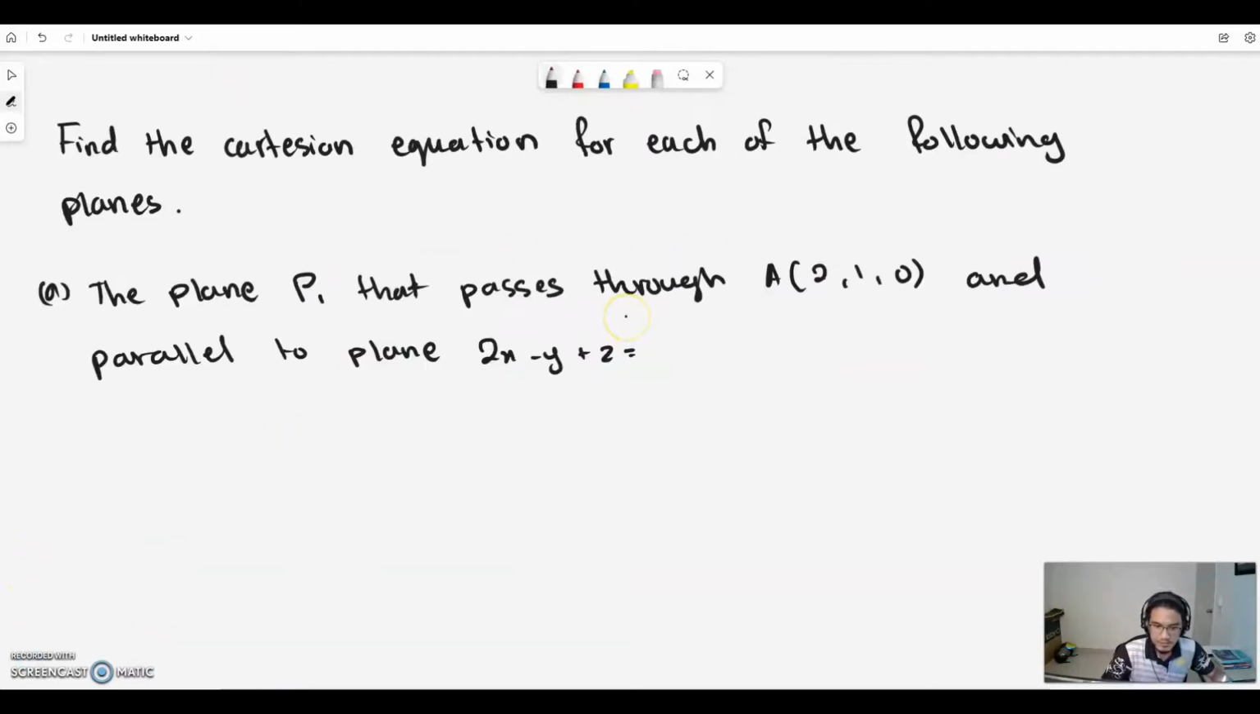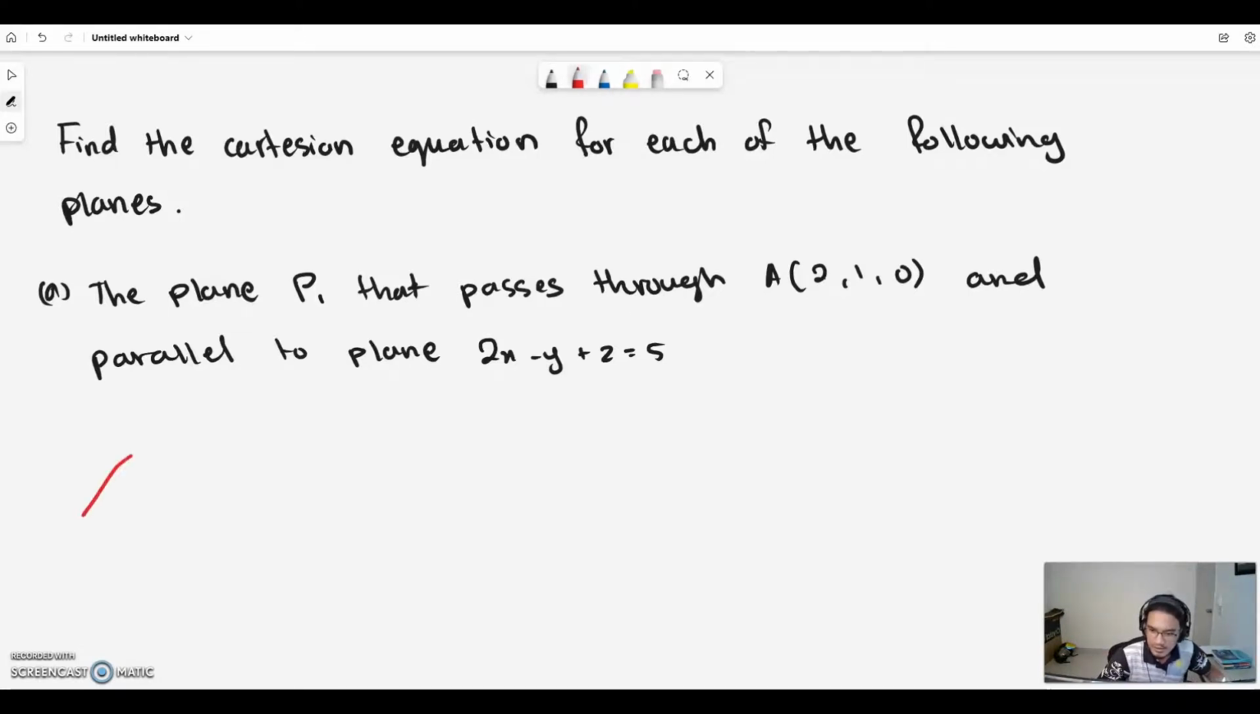Okay, so we proceed with the next example question. If you want to try this question by yourself, I recommend you pause the video for a while. Okay, so for the first question, question A, we have a plane P that passes through point A and is parallel to another plane.